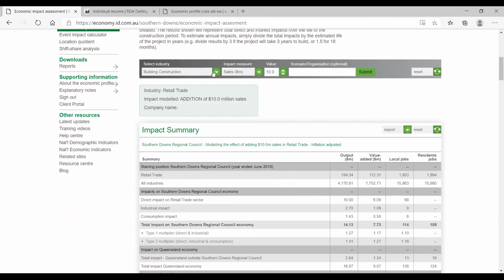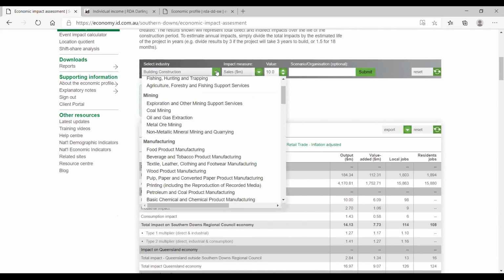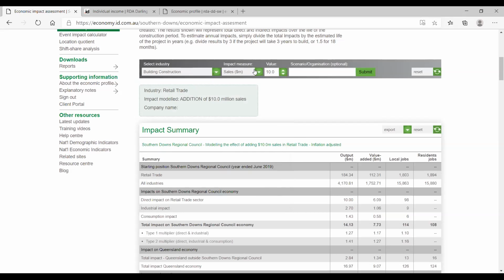First thing I do is I select my industry. Okay, normally projects will have two phases. They will have a building and construction phase, and then their second phase will be the operational phase. So what is the project for? Why did we build that particular building? So I've put in building construction. When you put in building construction, it's almost always in sales dollars. Okay, this is a community centre and it's costing them $3.5 million to build.